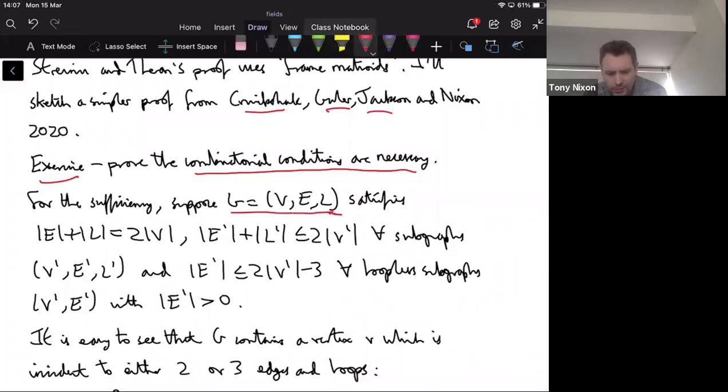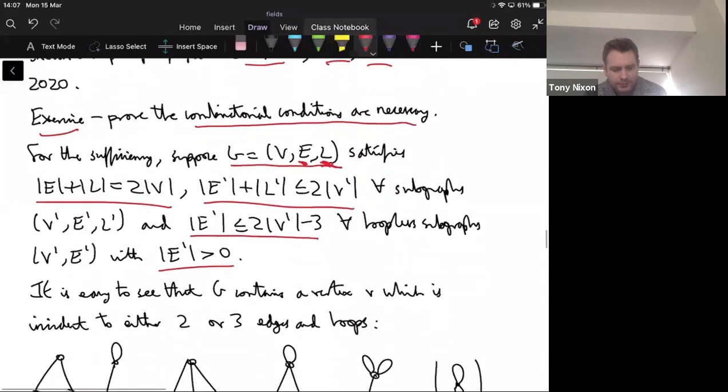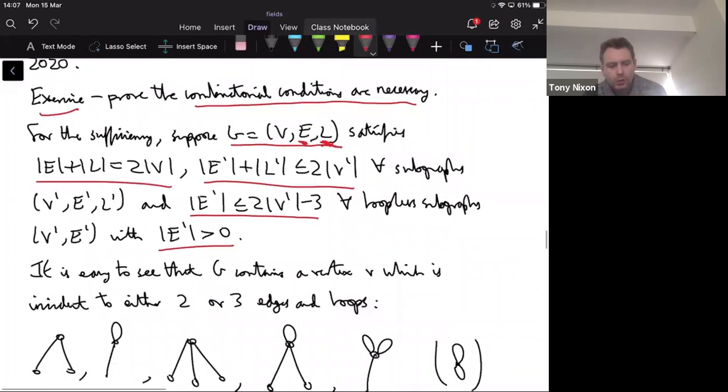I said this last time, but maybe I haven't emphasized it this time: I'm deliberately keeping the loops separate from the edges. So E is just non-loop edges, no multiple edges, just nice simple edges, and L is the set of loops. So my looped graph has a total count on the number of edges and loops, an inequality for all subgraphs, and an inequality for loopless subgraphs, as usual, with at least one edge or at least two vertices, whichever you prefer to say. Okay, so what's the minimum degree in such a graph?